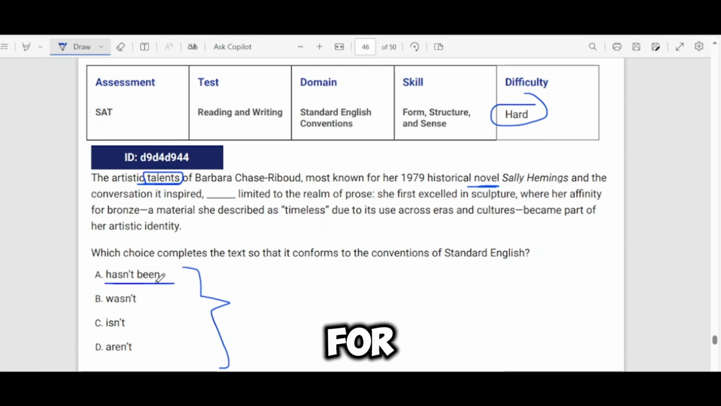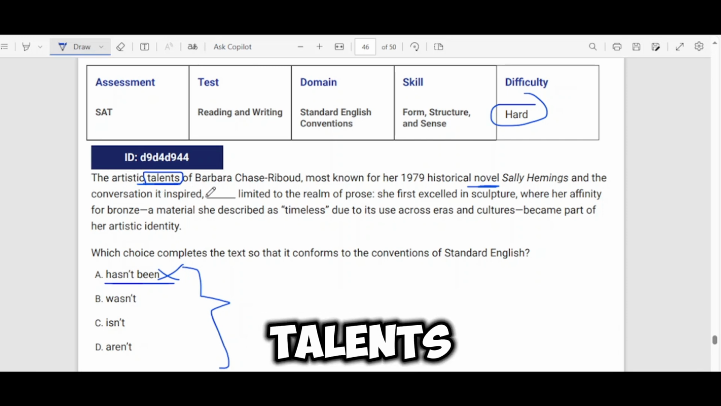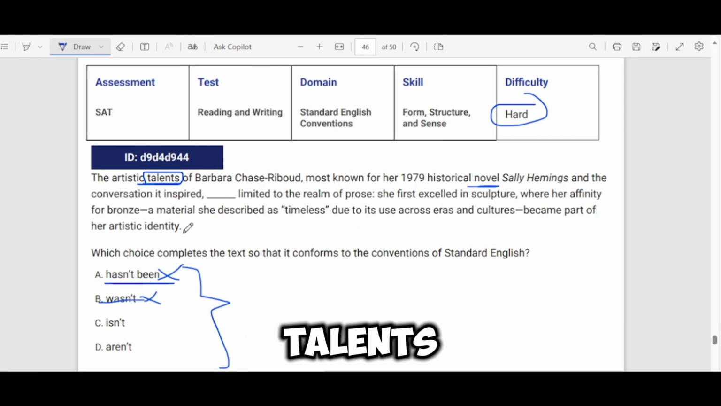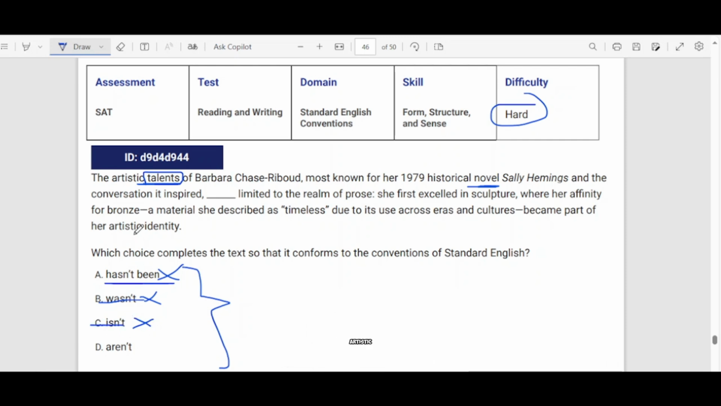Hasn't been stands for a singular, and we don't have a singular here, we have a plural here, so this is wrong. Wasn't, the artistic talents wasn't, this is also for singular, so this is wrong. Okay, the artistic talents isn't, this is also for singular here, so this is wrong. The artistic talents aren't, yes, this is correct because this is for a plural word.